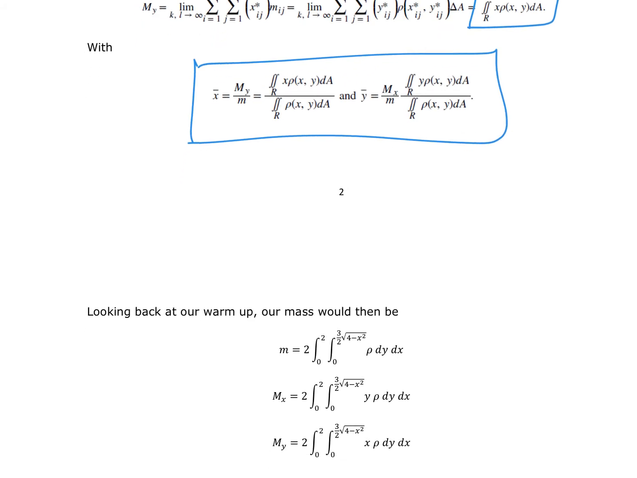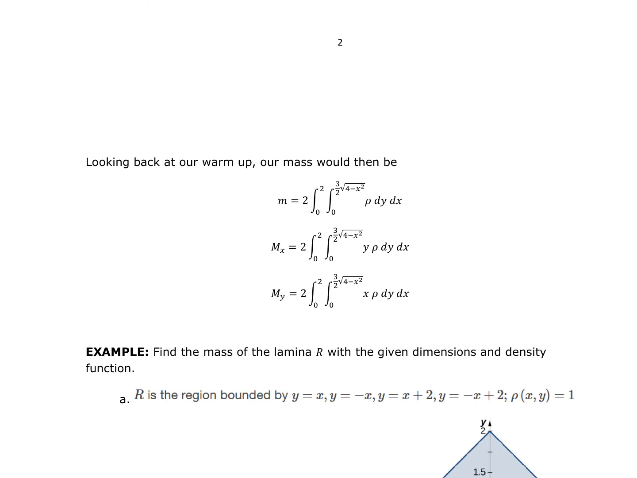If we look back at our example here that we started out with, this is what it would look like then. I would have from 0 to 2 for my dx, and my y went from 0 to 3 over 2 times the square root of 4 minus x squared. Rho being a constant, we don't know what it is, so we're just going to leave it as rho. Then my moments would be this, which is actually kind of nicer, at least to begin with. The integration isn't going to be that different, but that's what we end up with.